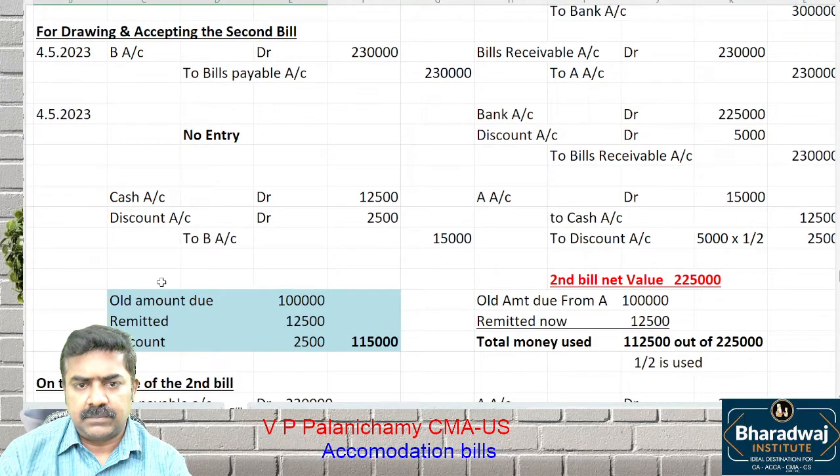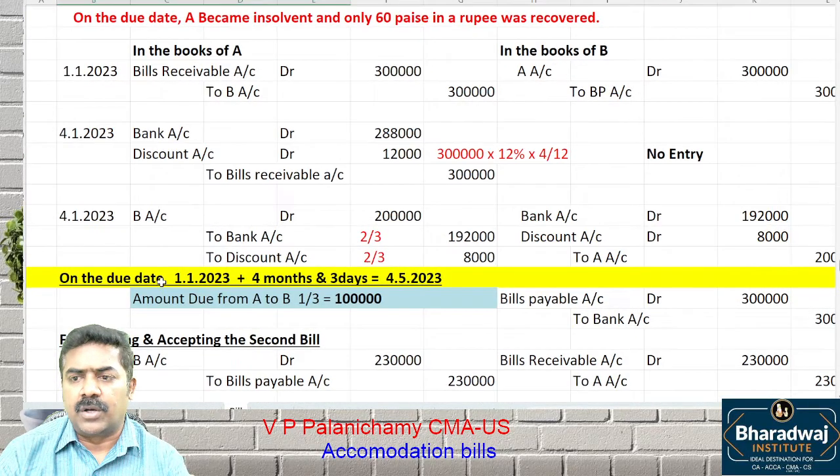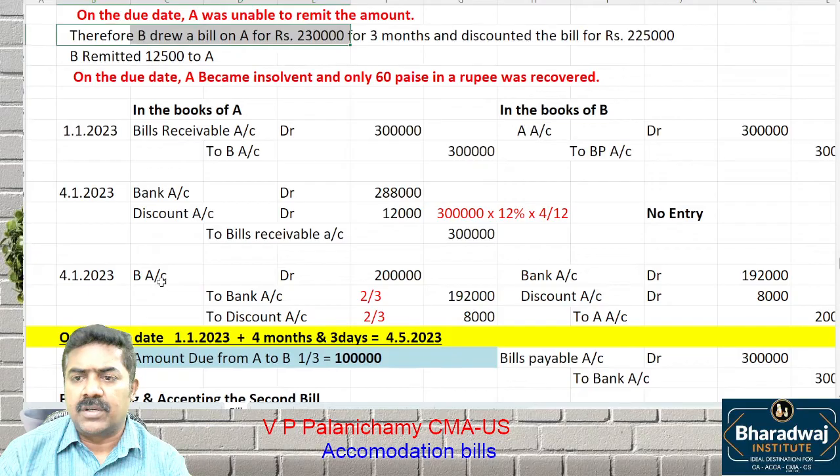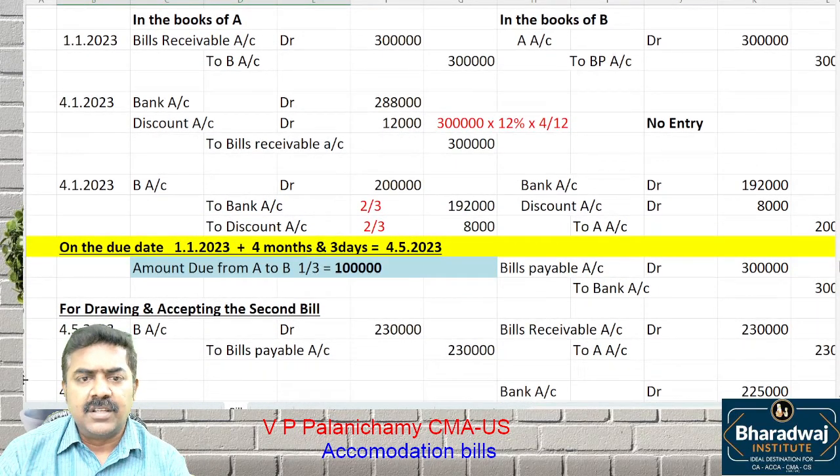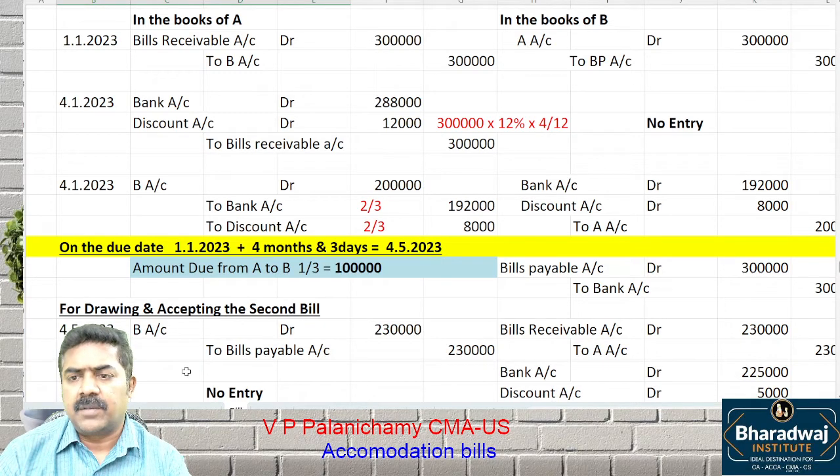Bank account debit, discount account debit, to which account? Bills receivable account. That is the entry B will pass.